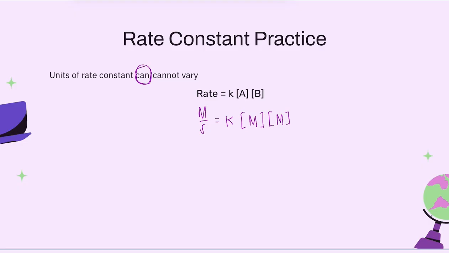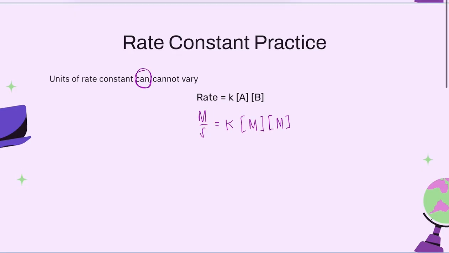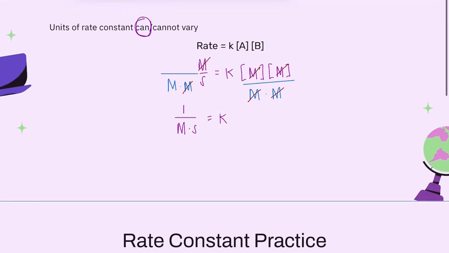So to get my K by itself, I know that I'm going to have to divide both sides of my equation by my M over M, or my 1 over M times M, because then I see that these M's cancel, and I know that one of my M's and one of my M's will cancel, so then I'm left with the unit of 1 over molarity times seconds is equal to my K unit. Hopefully that makes sense for everyone. It was just a little bit of algebra, but we're going to move down and do a little harder one now.